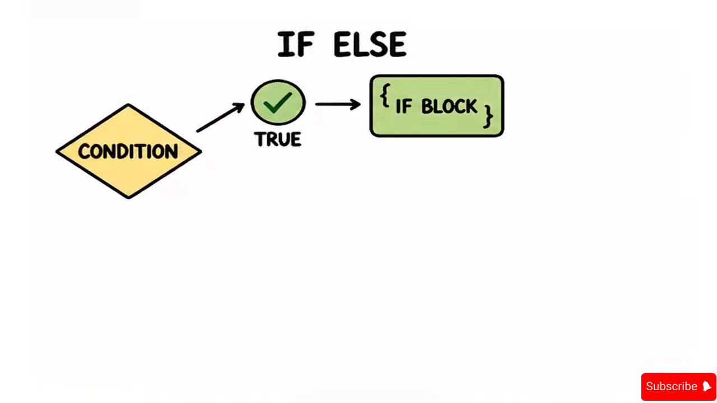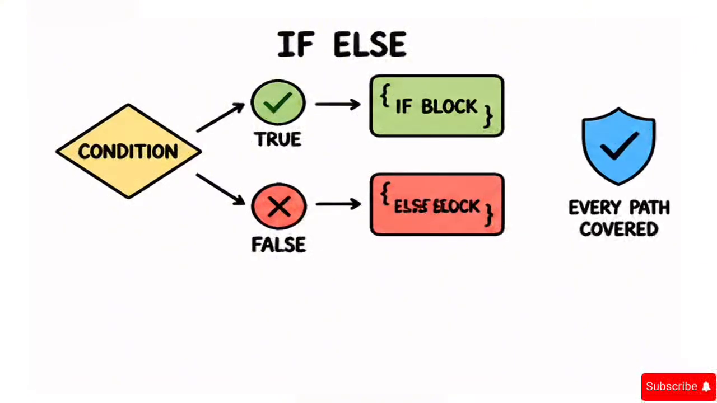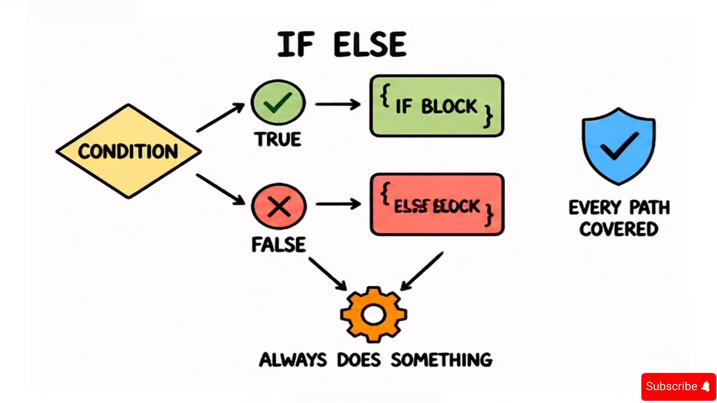The else clause handles the other case. If the condition is true, the if block runs. Otherwise, the else block runs. Every path is covered, so the program always does something.